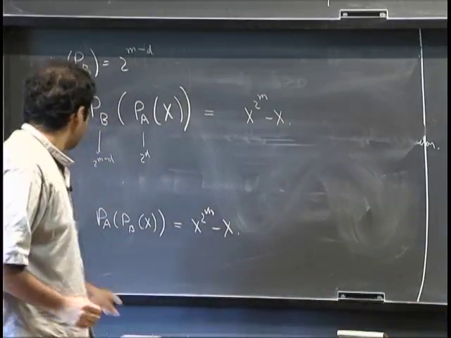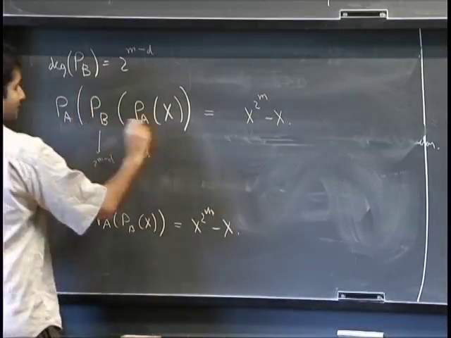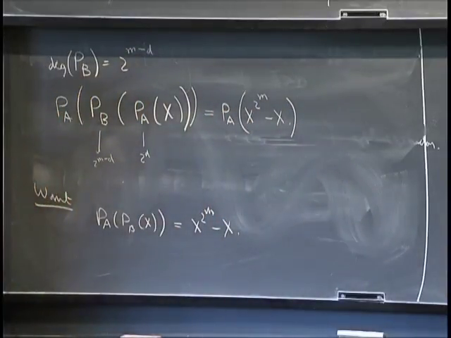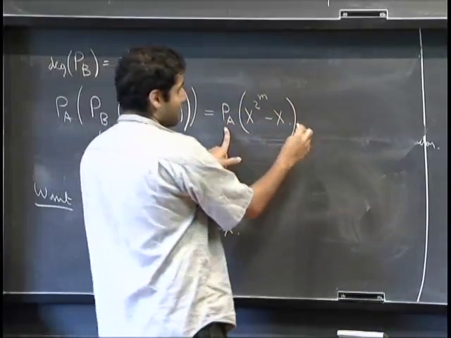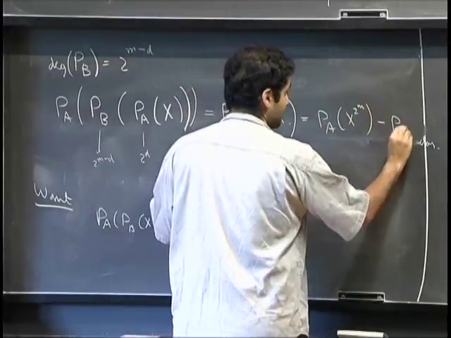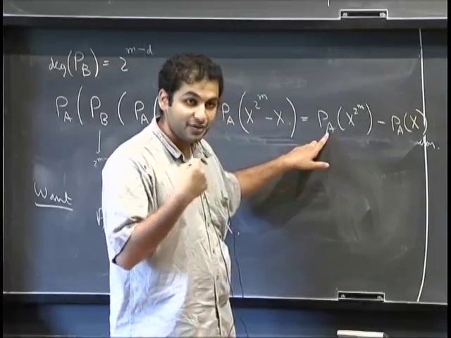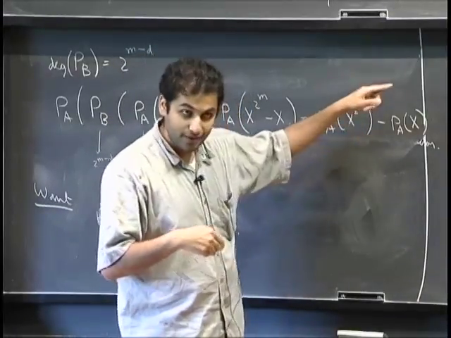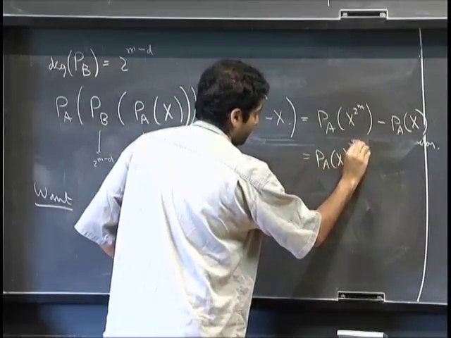Okay, so I am going to go to this equation and put a PA on the outside, that is equal to PA of this. But now I can do something. PA is a linearized polynomial, so PA of x^(2^m) minus x is equal to PA of x^(2^m) minus PA of x, and PA is also a polynomial with coefficients in F_2^m. So PA of x^(2^m) is PA of x, whole to the 2^m, minus PA of x.